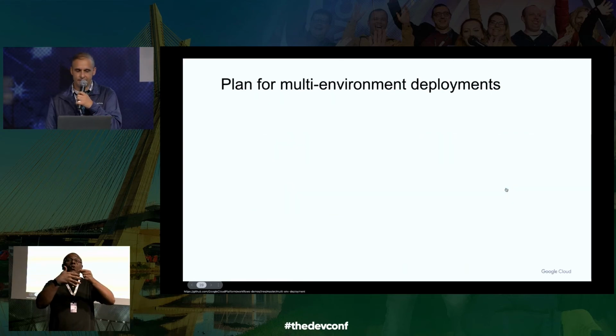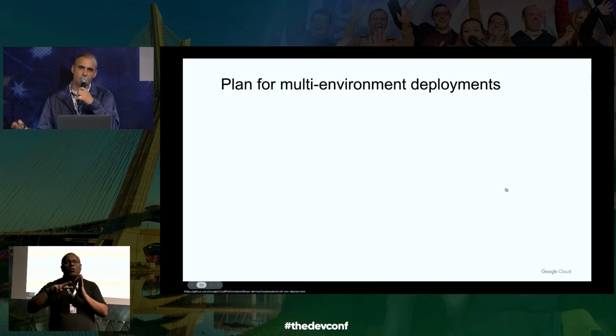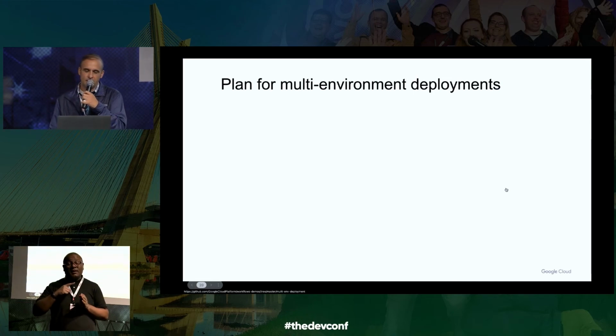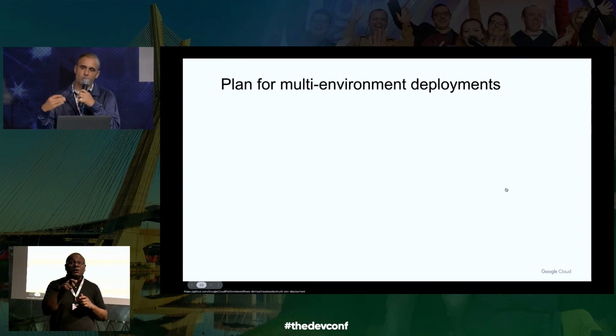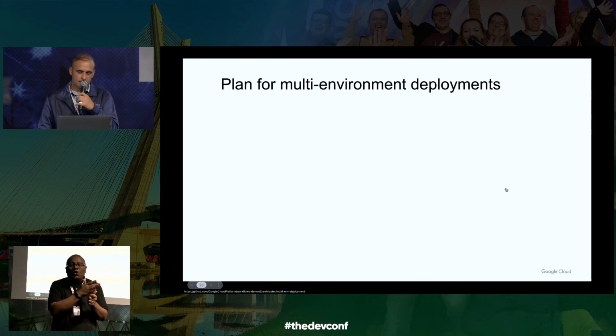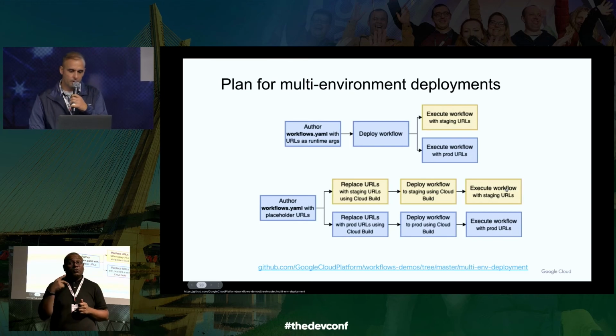And finally, you need to plan for multi-environment deployments. What I mean by that is that you're not going to have just production workflows. You're going to have staging, test, production, so many environments. So you need to think about that from the beginning, and you need to have infrastructure in place to deploy your workflow in different environments. And there are two different ways of doing this that I show in the sample.